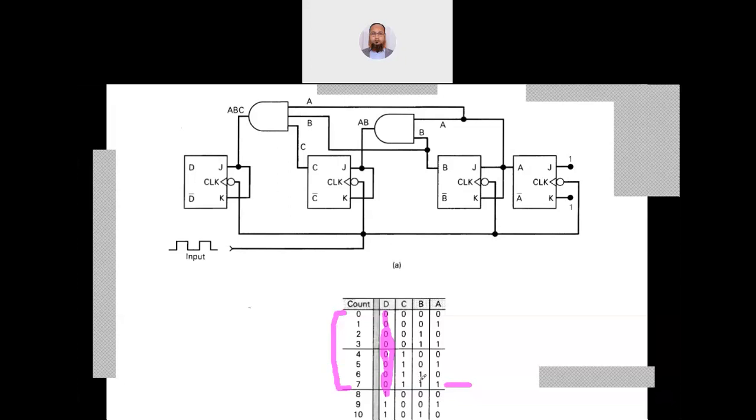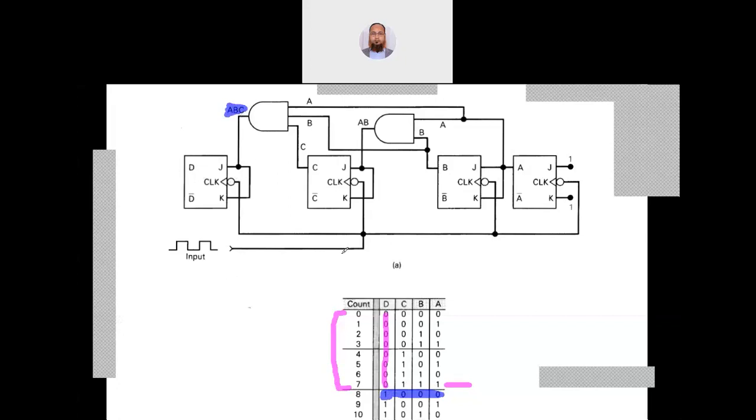So when these three are 1 and the clock comes, what will happen? The state of D will change. Now from here, D was 0, and from this point you can see that D has changed state to high, since these three ABC were 1 and the clock came. So D will become high.